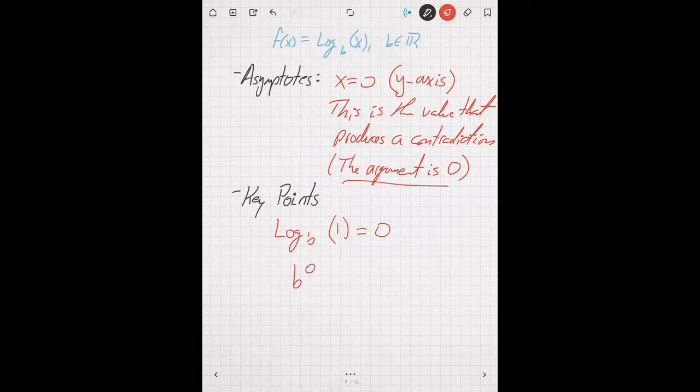Well, b to the 0 power being 1, anything to the 0 power is 1. So keep that in mind. Anything to the 0 power is 1, so that's why the point (1, 0) is featured on all of the logarithmic functions here. So no matter what the base was, I always had (1, 0). So we can list that as a key point for us, (1, 0).